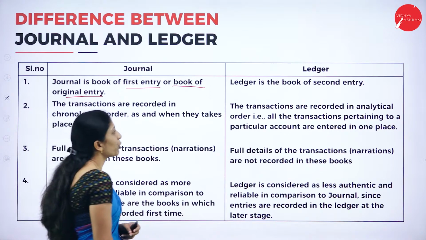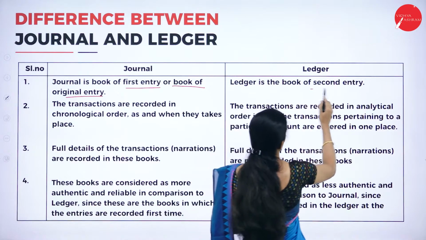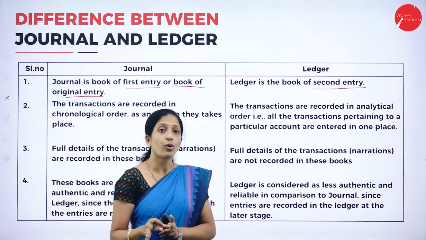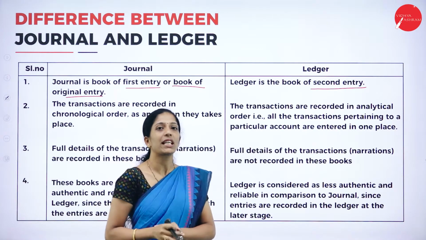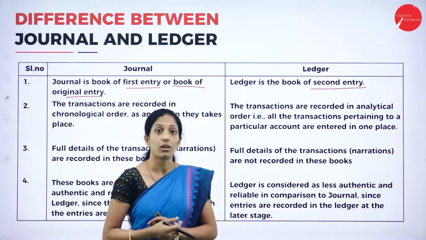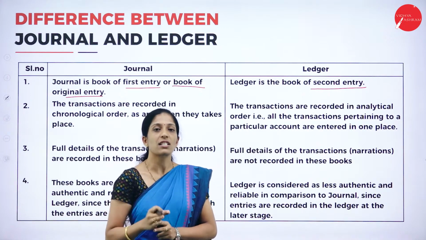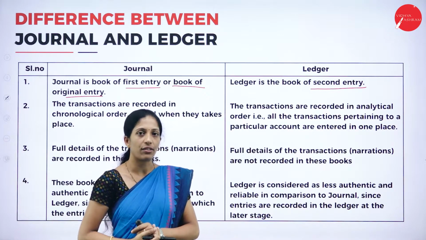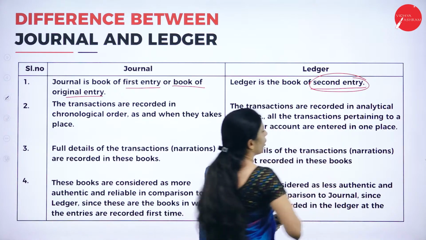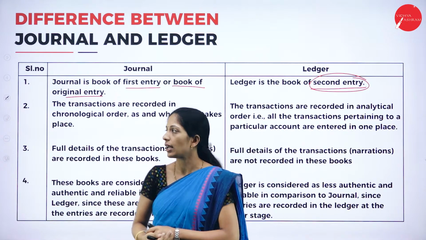So, ledger is a book of second entry. As I have already told you, first we will record the transactions in journal, and those transactions which I have already recorded in the journal, then it will be transferred to ledger account. So, journal is called as first entry or book of original entry, whereas ledger is called as what? Second entry or book of second entry.